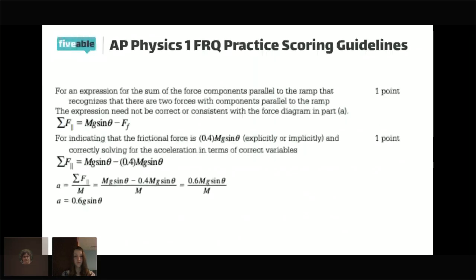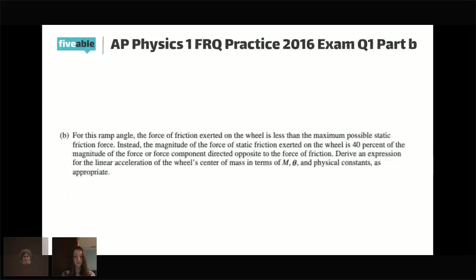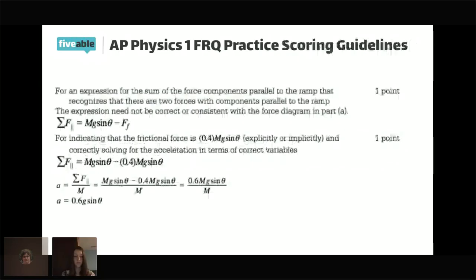And then it says for indicating that the frictional force is 0.4 mg sine theta. So where the 0.4 comes from is it says the magnitude of the force of static friction exerted on the wheel is 40% of the magnitude of the force or force component directed opposite to the force of friction. So we see that the force of friction is some number times the component opposite to it. The component opposite to it is exactly that parallel component of gravity. So it's 40% of mg sine theta, which is 0.4 mg sine theta. And then you combine like terms when you solve F equals ma, and you get acceleration is 0.6 g sine theta.